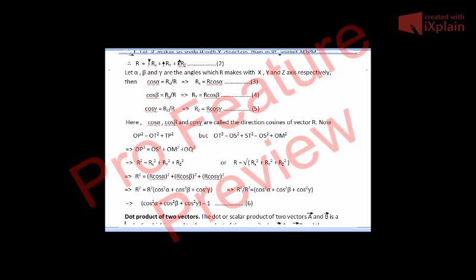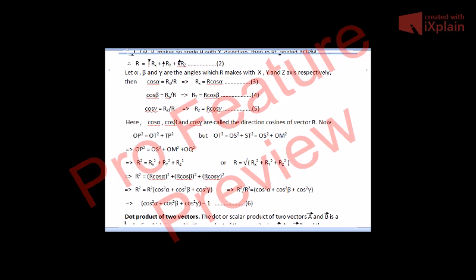Now OP square is equal to OT square plus TP square, but OT square is equal to OS square plus ST square, and because ST is equal to OM, it is equal to OS square plus OM square. So this implies OP square is equal to OS square plus OM square plus OQ square, or R square is equal to Rx square plus Ry square plus Rz square. We have already derived this relation, which implies R will be equal to under root of Rx square plus Ry square plus Rz square.